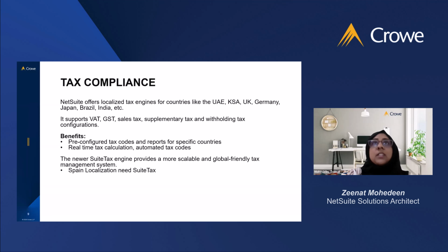In the native way, on a transaction like an invoice or a purchase order, you usually have the tax code appearing, and it depends on the item, the customer, or the vendor that will populate the tax code on the transaction. But when you migrate to SuiteTax, this is more linked to the address, and it will populate it. You won't see the tax code on the transaction. It's more friendly and more automated, so it takes care of all the supplementary, withholding, and everything.